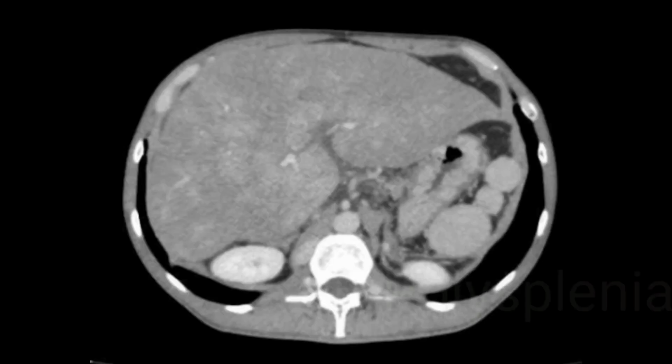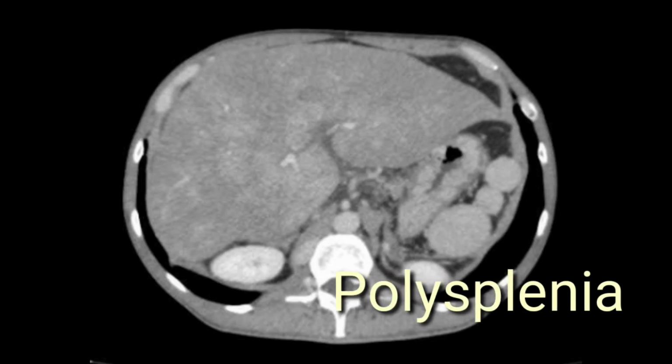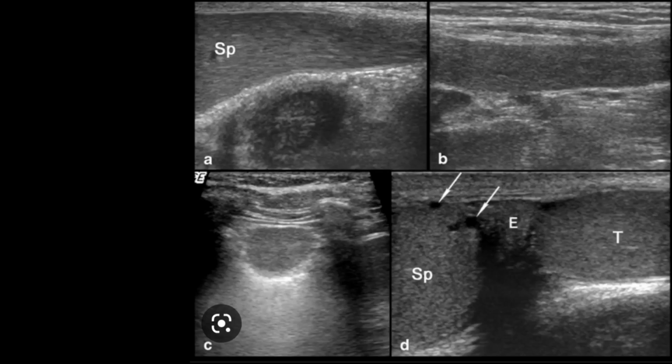polysplenia. This is the CT image of the polysplenia patient. On this image you can see three well-defined hyperdense solid-looking round masses in the vicinity of the spleen. So this is the example of polysplenia. On this image the liver is clearly visible. On the right side the kidney is visible, the left side kidney is visible. Superior to the left kidney you can see this polysplenia.